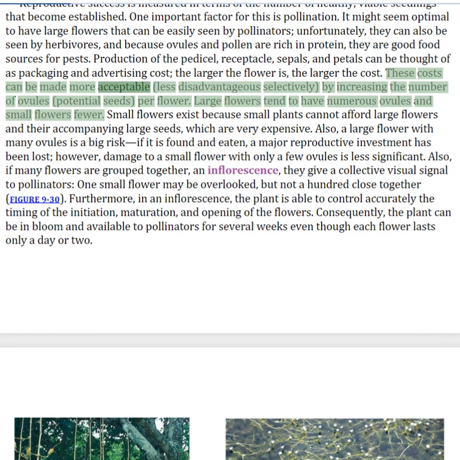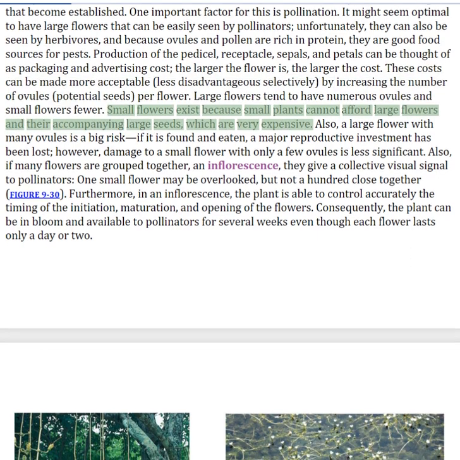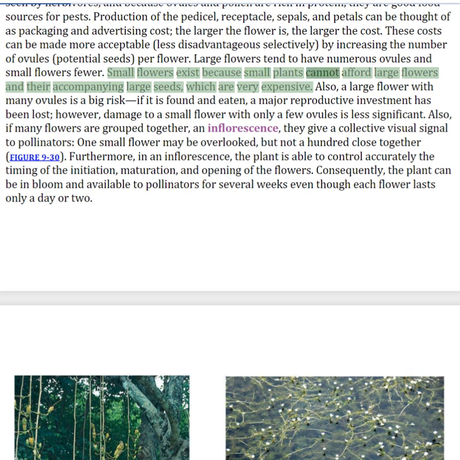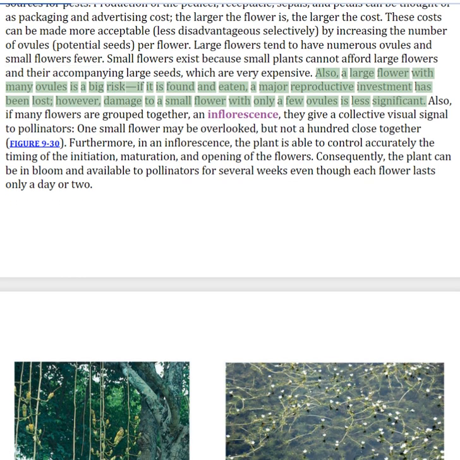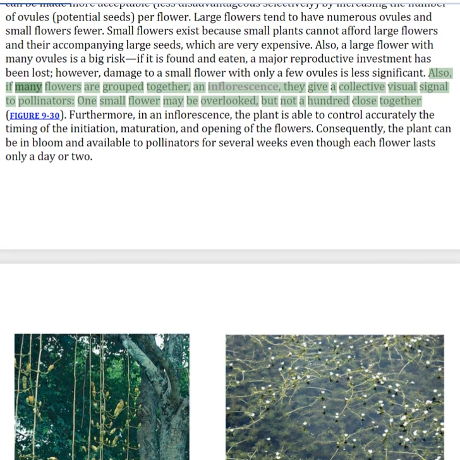These costs can be made more acceptable by increasing the number of ovules per flower. Large flowers tend to have numerous ovules and small flowers fewer. Small flowers exist because small plants cannot afford large flowers and their accompanying large seeds, which are very expensive. Also, a large flower with many ovules is a big risk. If it is found and eaten, a major reproductive investment has been lost. However, damage to a small flower with only a few ovules is less significant. Also, if many flowers are grouped together, an inflorescence, they give a collective visual signal to pollinators. One small flower may be overlooked, but not 100 close together.